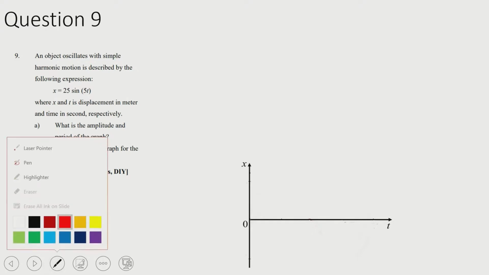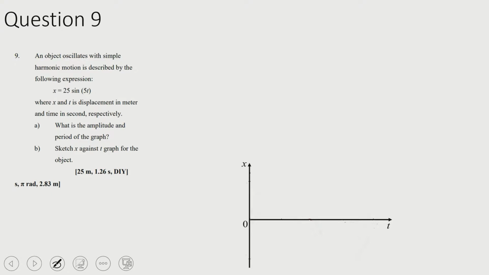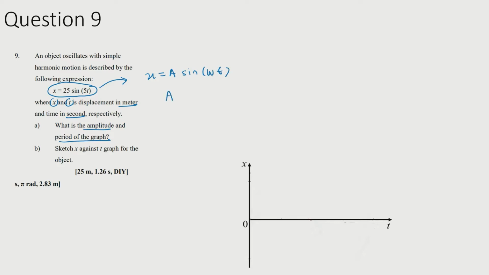Okay, now let's look at question number 9. An object oscillating with simple harmonic motion is described by the following expression, where x and t are in meter and second. What is the amplitude and period of the graph? So we can compare this expression with the general equation of simple harmonic motion of displacement as a function of time, which is x equals to A sin(ωt), and then we compare.